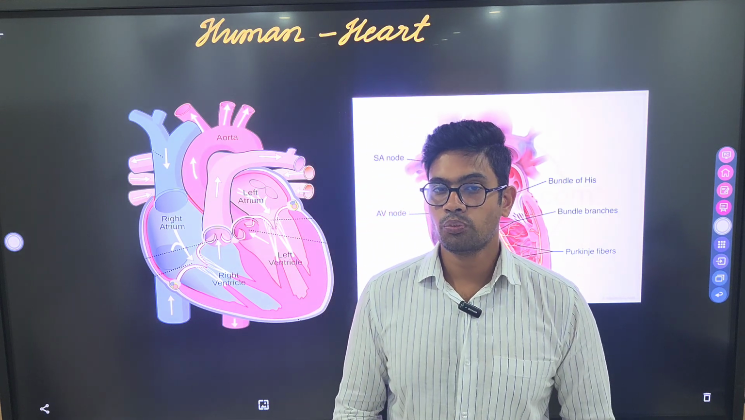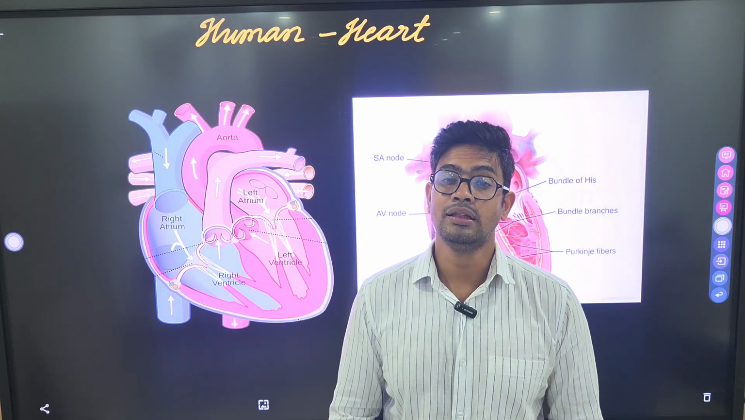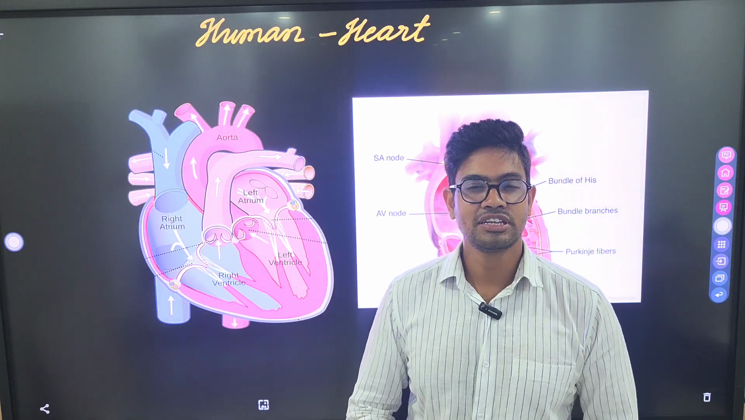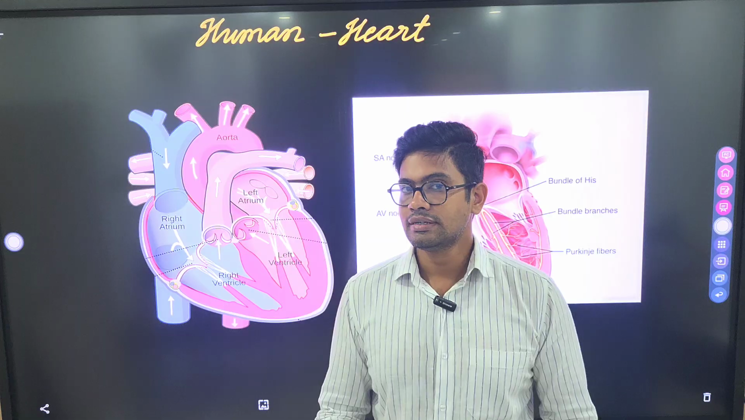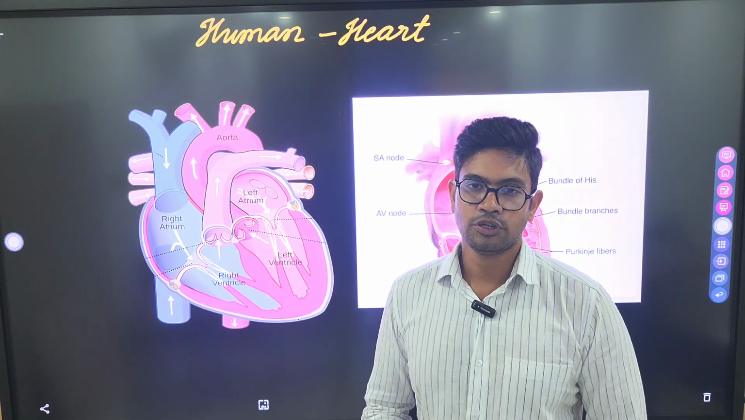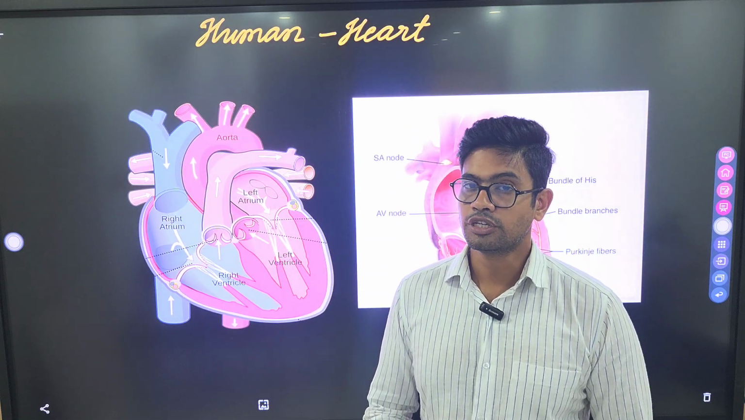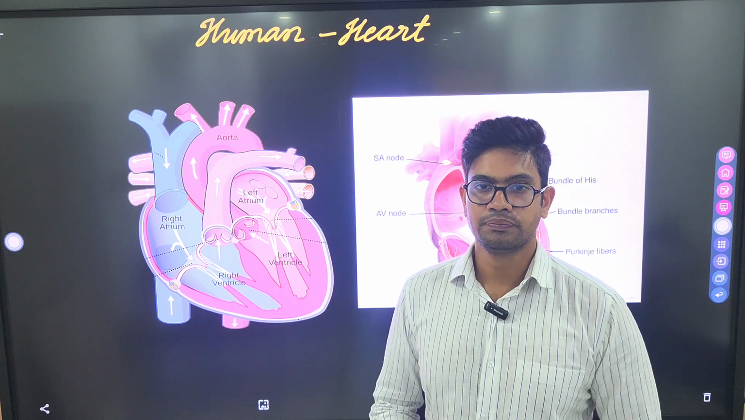Today we are going to talk about the human heart. Well, let's start with its definition. Heart is a mesodermally derived hollow muscular organ which pumps the blood throughout the body.